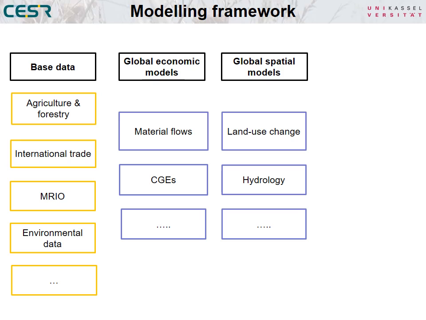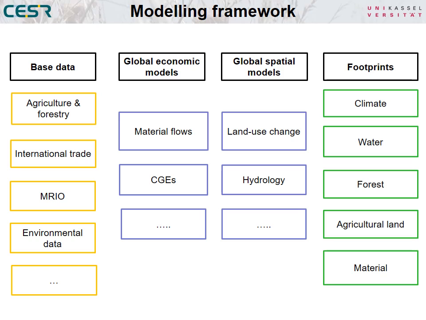We can differentiate between economic models, so for example, material flow models, CGEs, and on the other hand, spatial models that are related to land use change analysis and also very important for the examples that I will show you later, related to hydrological processes. Then on the third tier, we find the algorithms to calculate the actual footprints based on the data that is provided in our system and the results from the different simulation models.